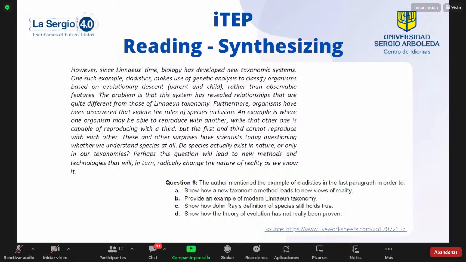Guys, sorry. Other strategies in this type of question: always read the question first, no? So that you know what information you're looking for, where is the key thing. So please read the question.